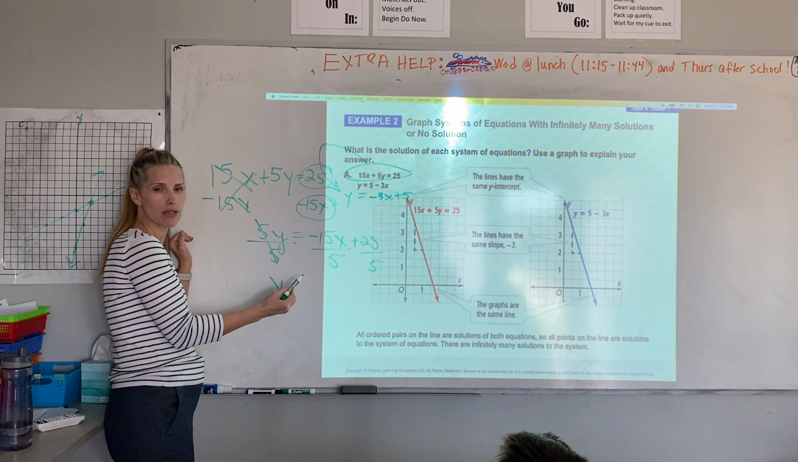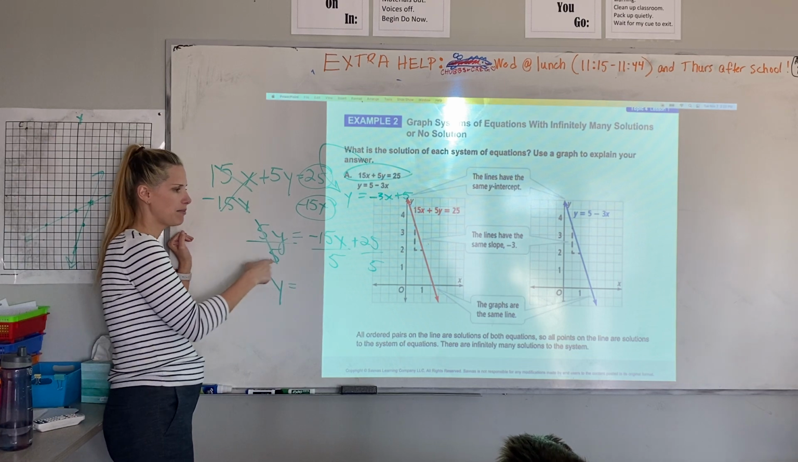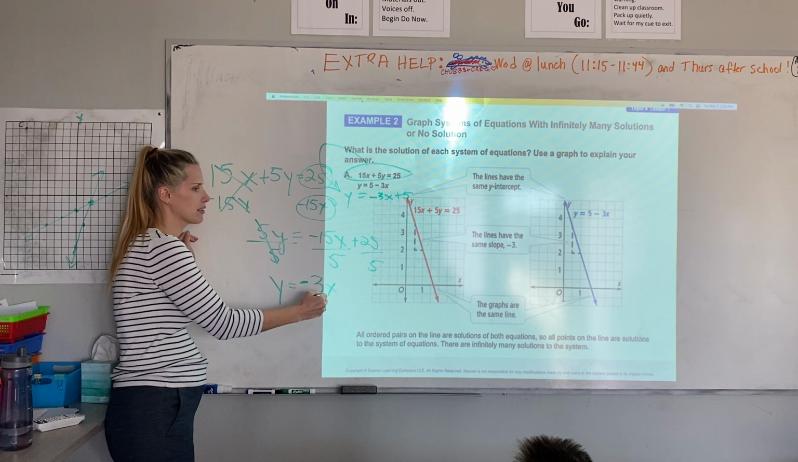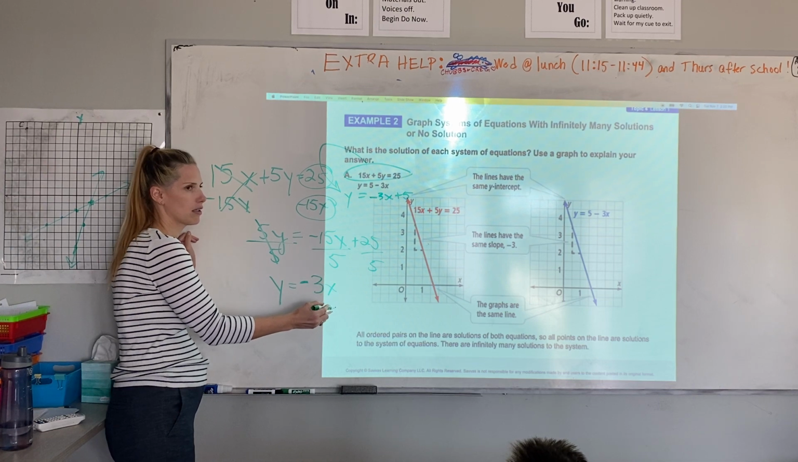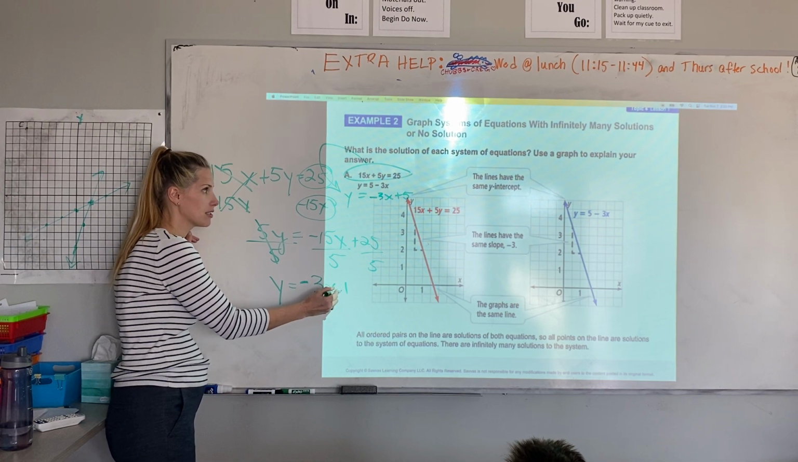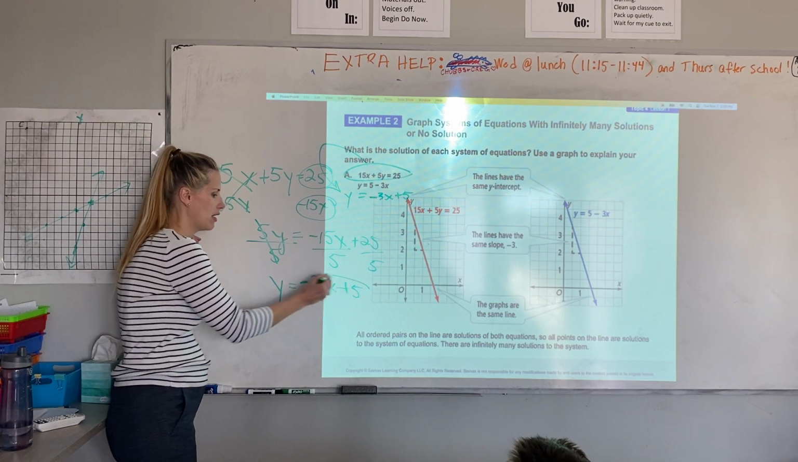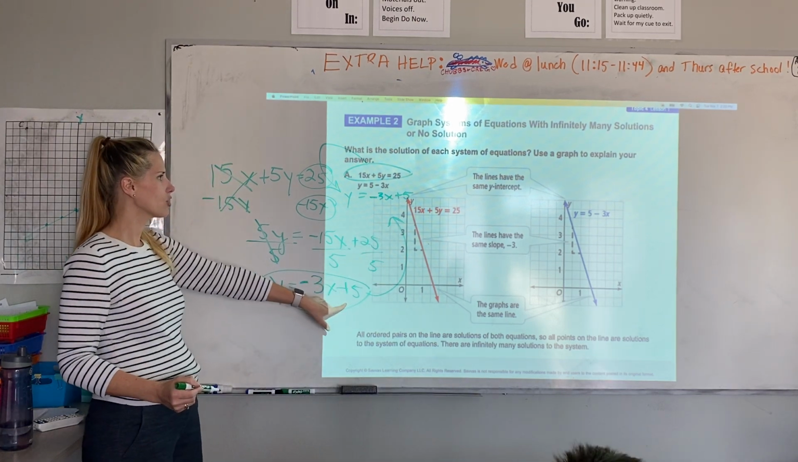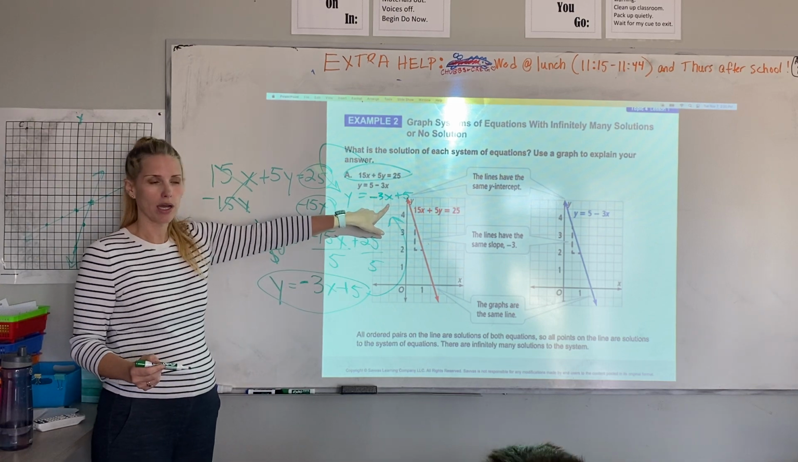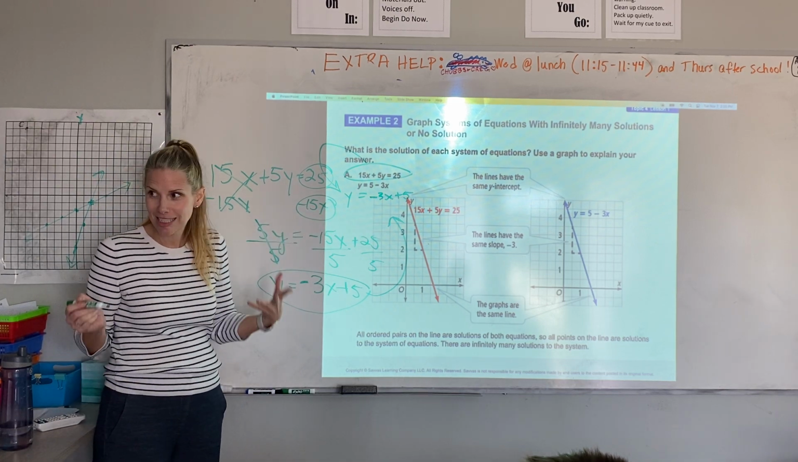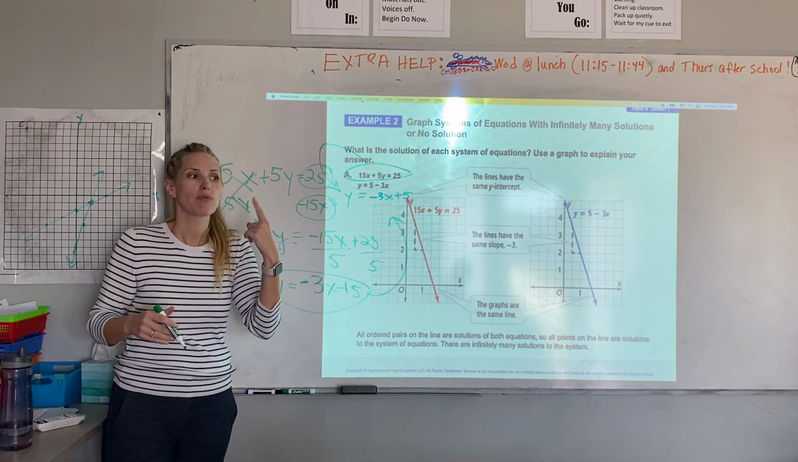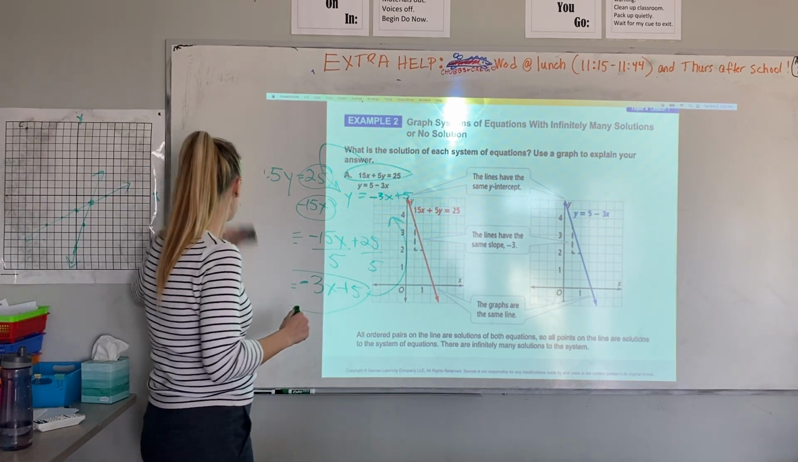Negative 3x, divide by 5 on negative 15x, plus 5. Divide 25 by 5, plus 5. Magic. Same exact equation as this one, just flipped. If it's the same equation, it's the same line. Therefore, it has infinitely many solutions.